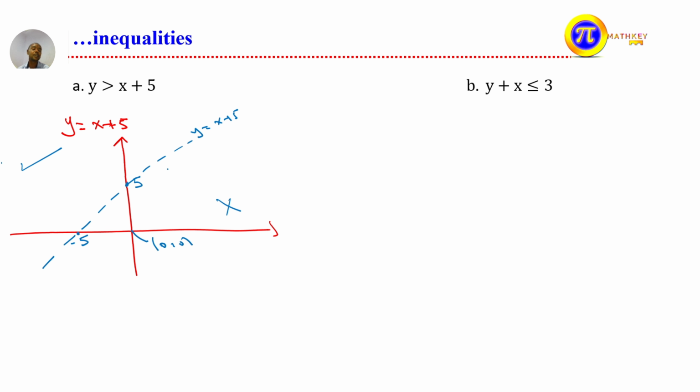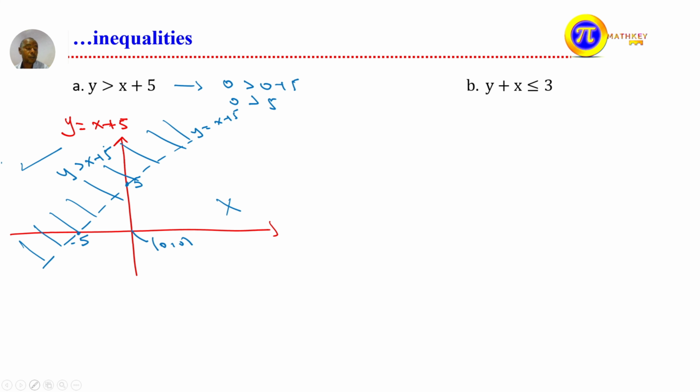So let's test this one. When you test here, it becomes y is 0, greater than 0 plus 5. This implies 0 is greater than 5. Is it greater than? No. 0 is not greater than 5. So the region which is true is on the opposite side. This one. This is y greater than x plus 5. The region is this one.